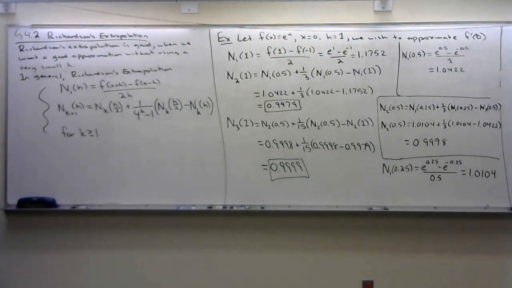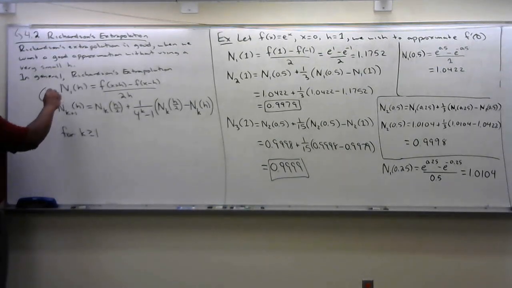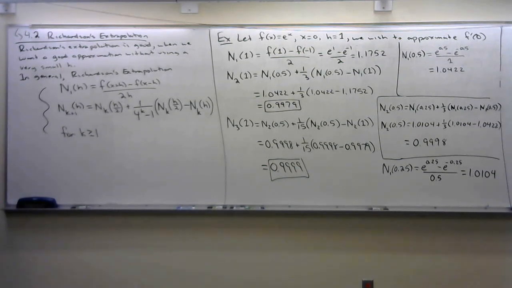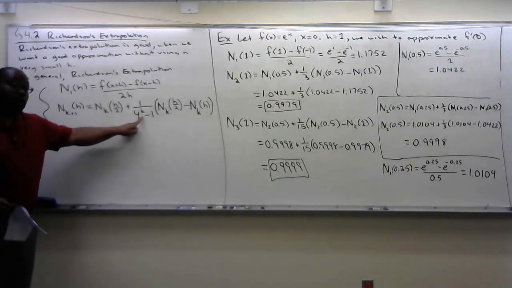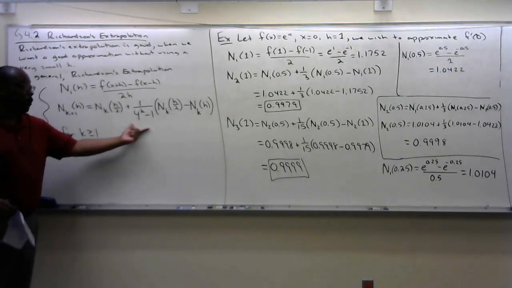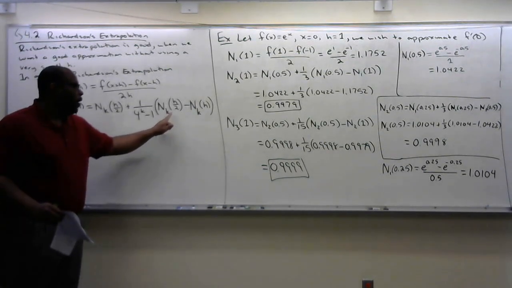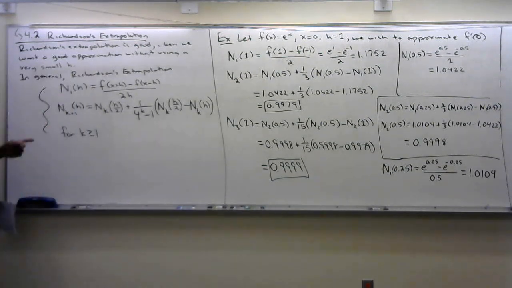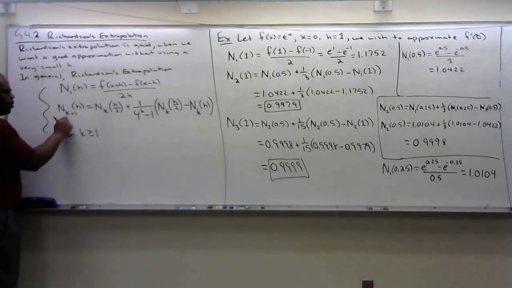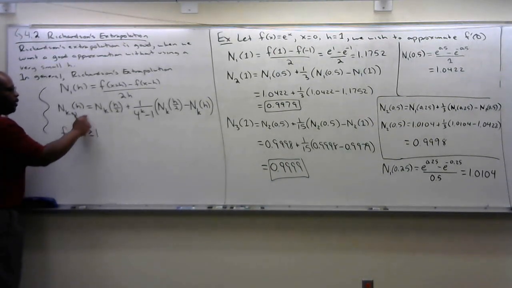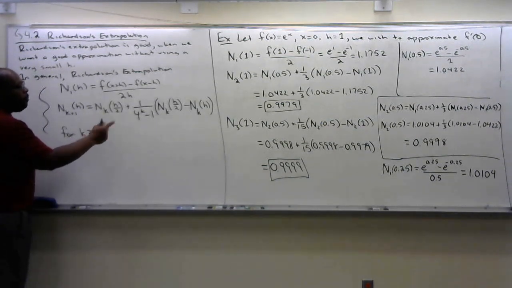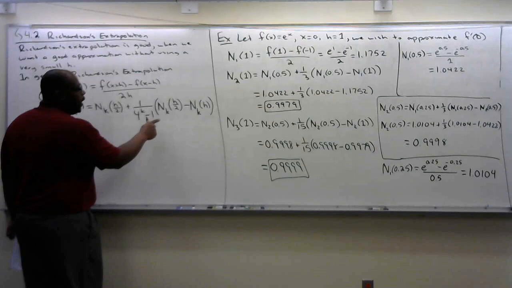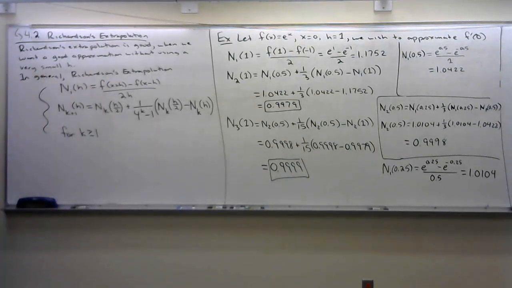So let me say this again. N sub 1 of h is just going to be our divided difference formula. N sub k plus 1, right? So if k is equal to 1, this becomes N sub 2 of h is equal to N sub 1 of h divided by 2 plus 1 divided by 4 to the first power minus 1, because k is equal to 1. So that'd be 4 minus 1, which is 3, times N sub 1 of h divided by 2 minus N sub 1 of h. If k is equal to 2, this becomes N sub 3. So N sub 3 of h equals N sub 2 of h divided by 2, plus 1 divided by 4 squared minus 1, which is 16 minus 1, so I get 1 divided by 15, times N sub 2 of h divided by 2 minus N sub 2 of h, right? So this is our formula for Richardson extrapolation.